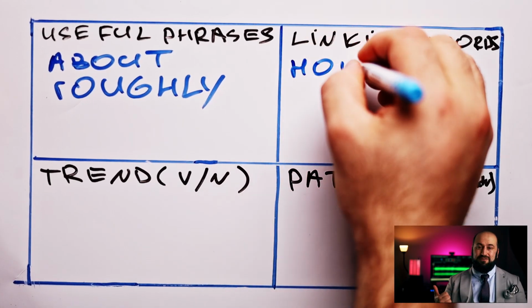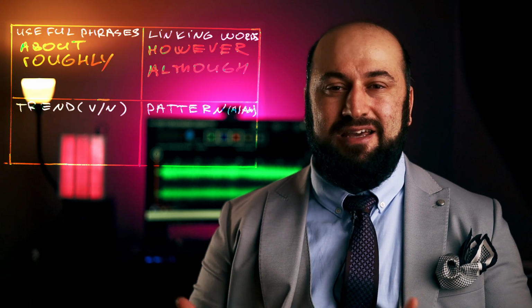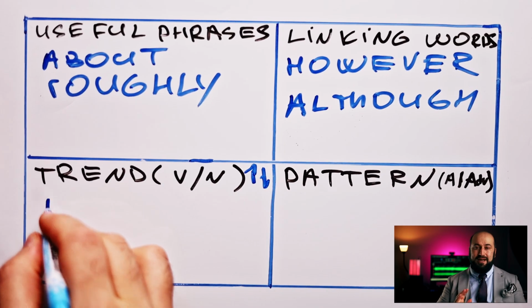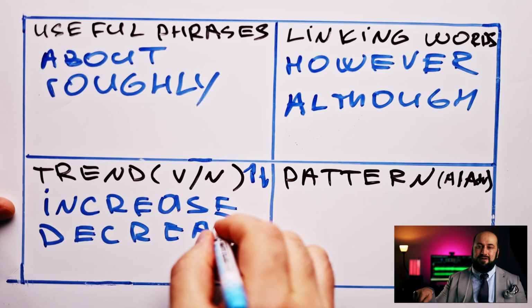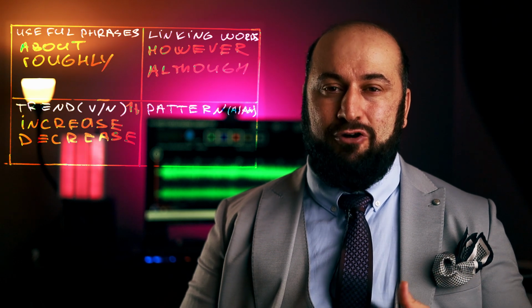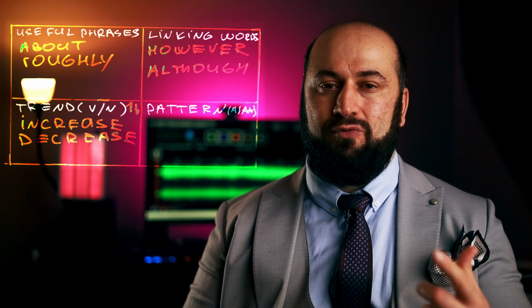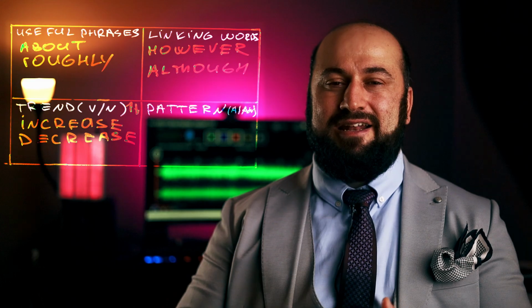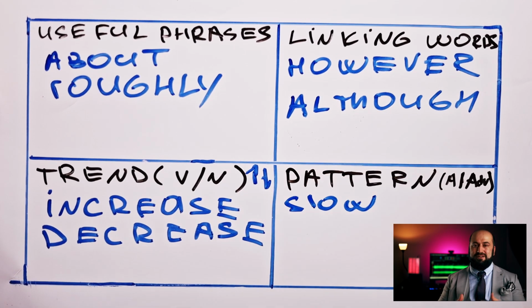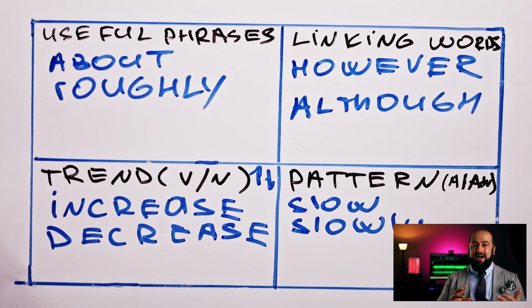Linking words, I believe, are very clear words such as however, although, firstly, finally, in conclusion, and so on. Trends: anything that goes up, anything that goes down. So, for example, increase or decrease. Be careful, they can be verb or noun, because obviously increase and decrease are both a verb and a noun. And the last part is going to be patterns, and as I said, they consist of adjectives and adverbs. Patterns, words such as slow, slowly, significant, significantly, and so on.